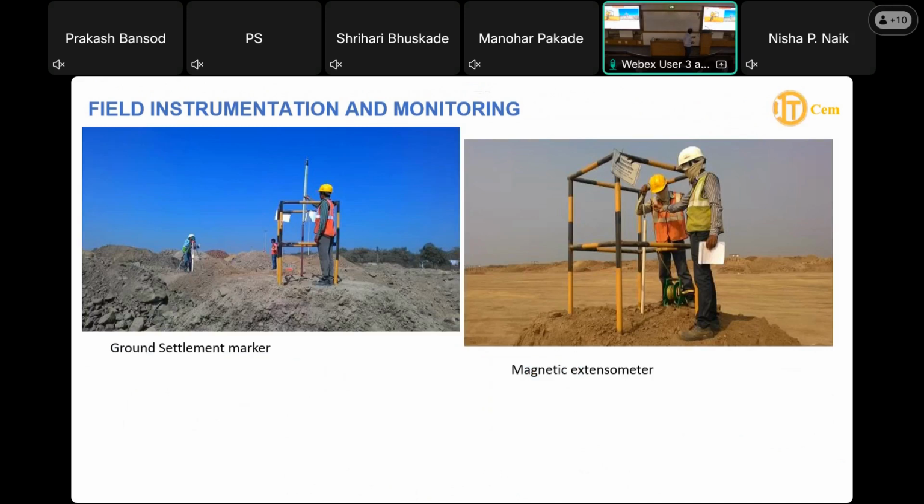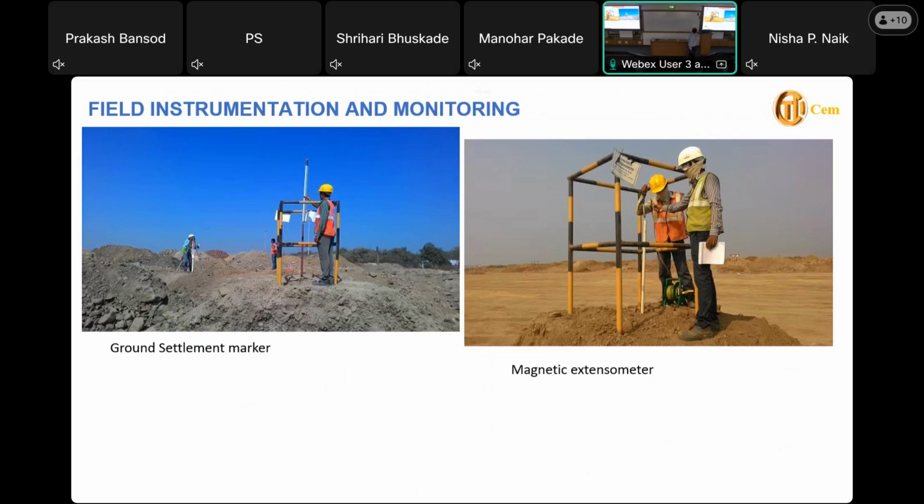data. This is an auto level, which shows the levels. So every alternate day we generally do it. In the initial period when the settlements are more. When it is gradually stabilizing, every week we take the reading. That's how we decided that time.